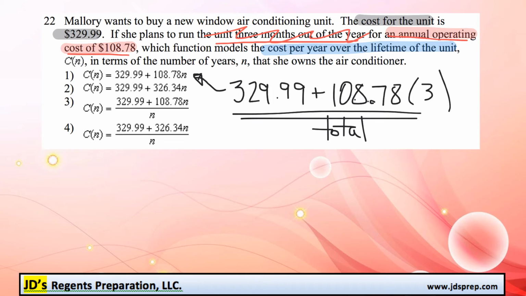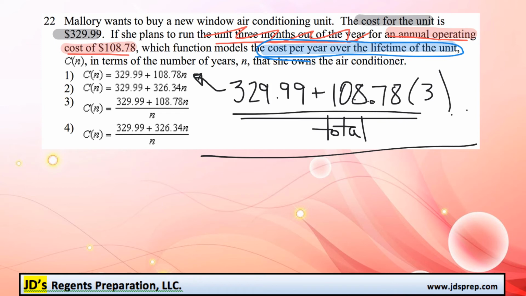What we're trying to find is the cost per year over the lifetime of the unit. So not the total, but the cost per year. So what we're actually going to do is take that total and divide it by the number of years. In this hypothetical situation, you would divide by 3, because then you would get the average cost per year of owning it.